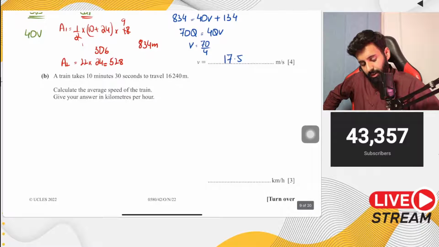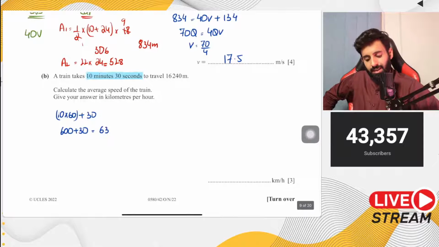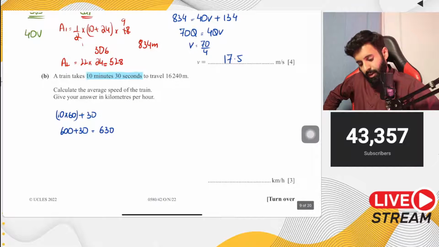Okay, so first of all, my suggestion is that you convert 10 minutes 30 seconds to seconds. How do you do that? 10 into 60 plus 30. So 10 into 60 is 600 plus 30, so that's equal to 630. Why is that? That's because it's easier to convert seconds into hours. And then for the distance, it's 16,240 meters. So let's keep it as that.